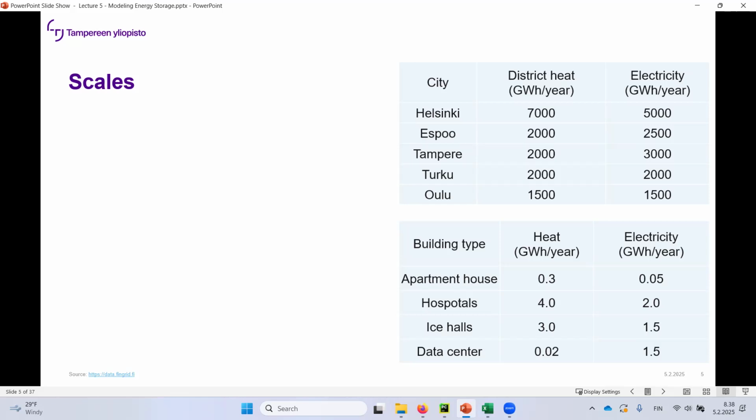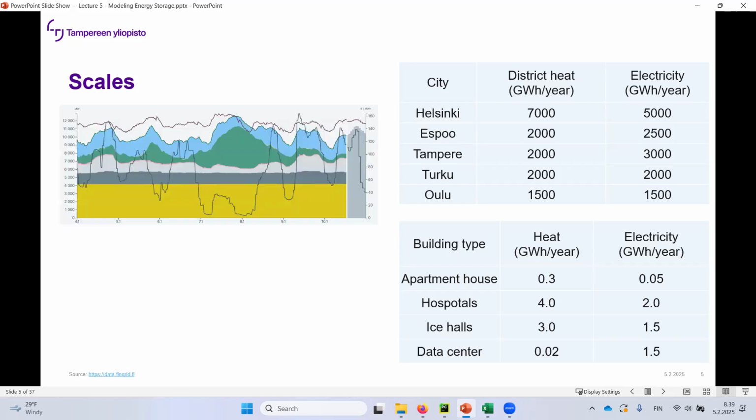And if you're talking about building types, an apartment house, so kerrostalo, 0.3 gigawatt hours of heat per year and electricity 0.05. Hospitals, sorry, I had the presentation in Finnish, so it seems to have a few typos in here.